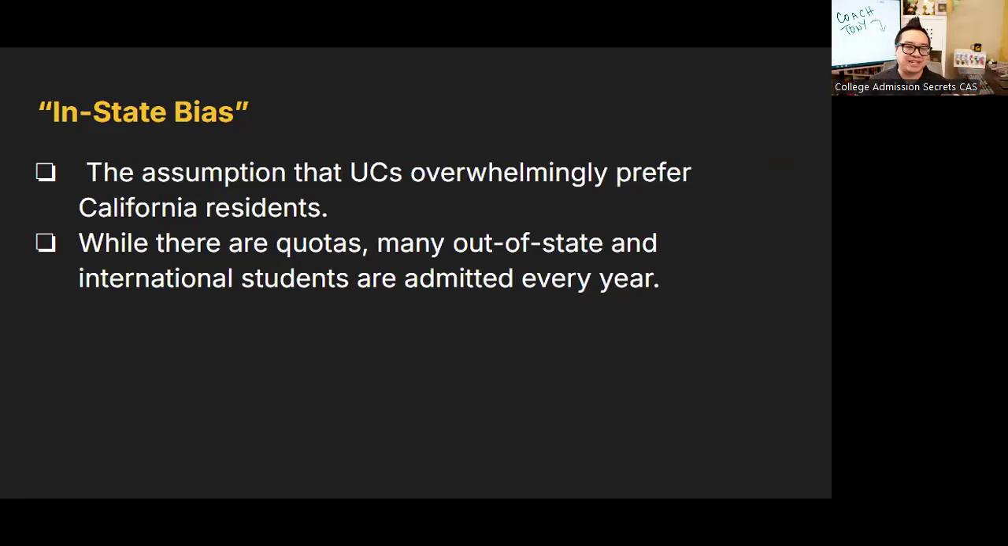Because even California, as state schools, they do block out a section of slots for out-of-state and international students. Specifically, by the way, it's 18%. 18% of the slots is reserved for out-of-state and international families.